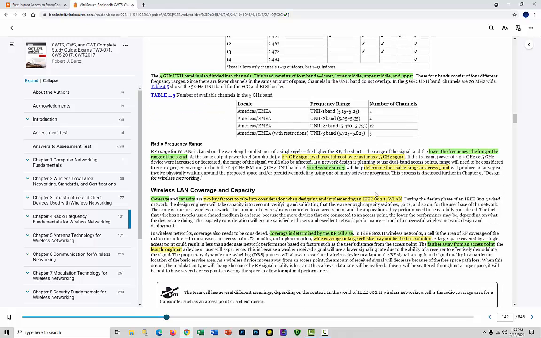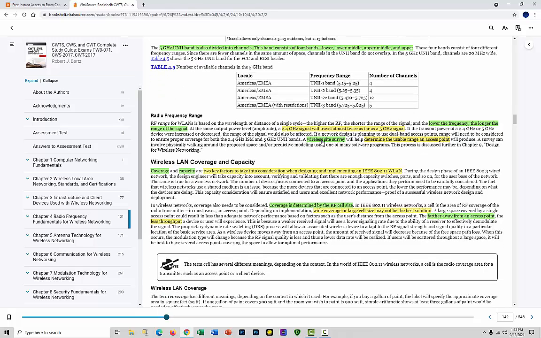Let's see, what else? I think there's some repetition here. But this is the big part for radio frequency range.